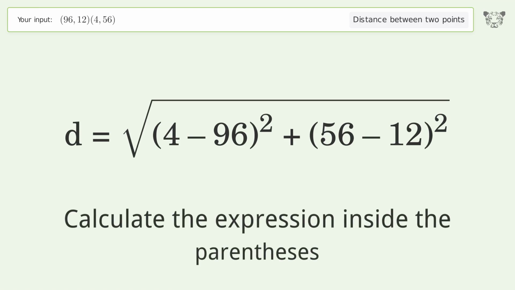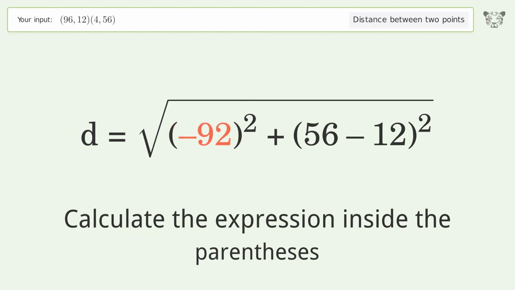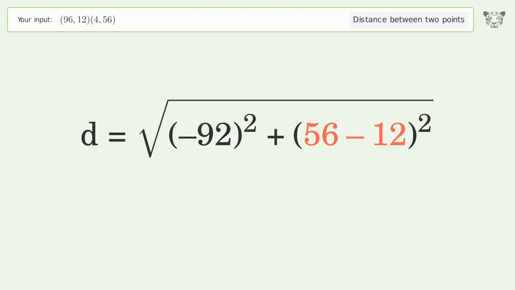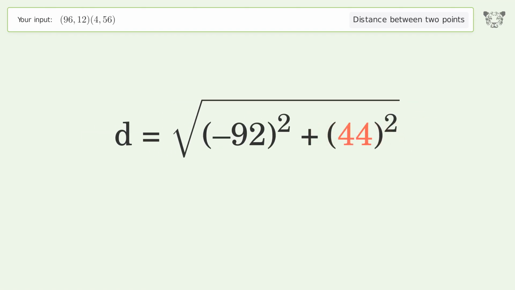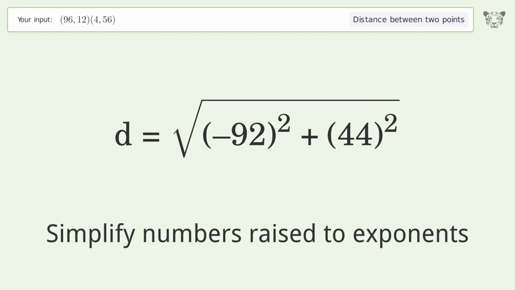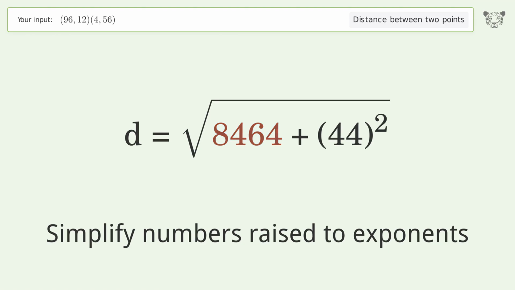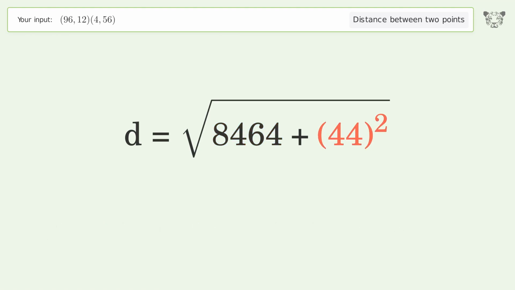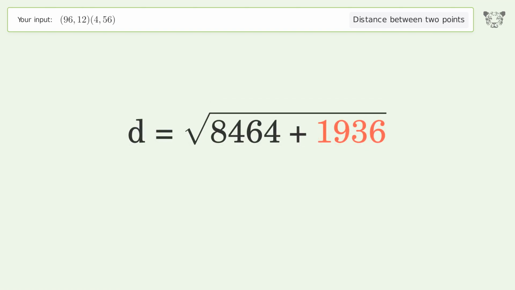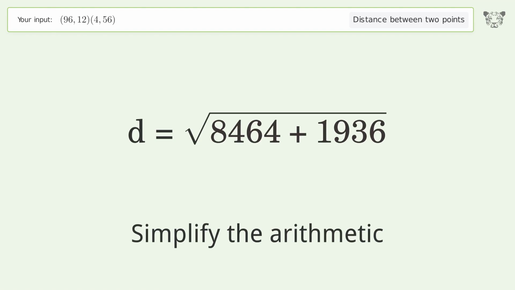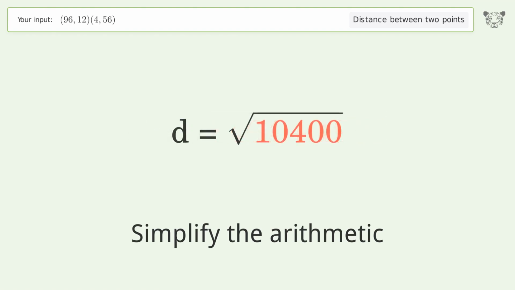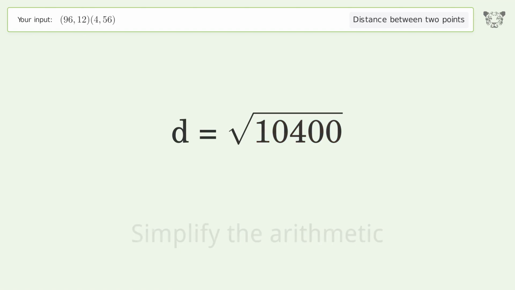Calculate the expression inside the parentheses. Simplify numbers raised to exponents. Simplify the arithmetic. And so the distance between the 2 points is the square root of 10,400 or 101.98.